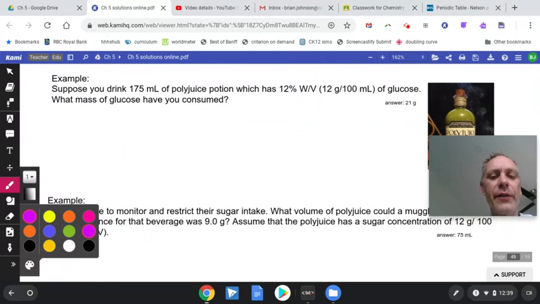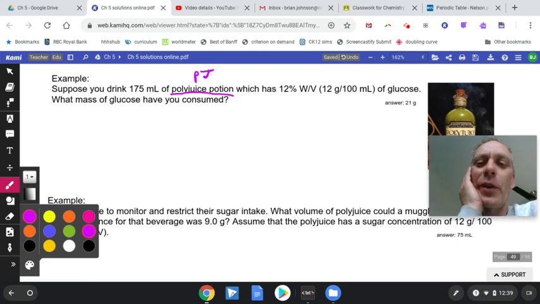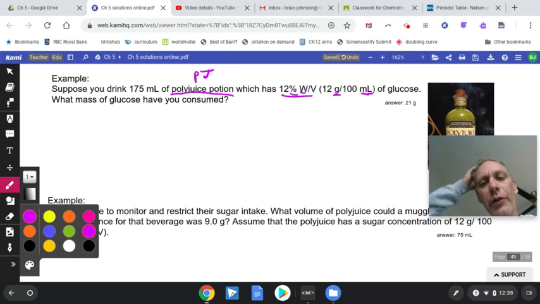Suppose you drink 175 milliliters of Polyjuice Potion, which I'll call PJ for short. What does Polyjuice Potion do? Why would you drink it? Think about that one. Ever wanted to be somebody famous? Here's your chance. Okay. So Polyjuice Potion is 12% weight by volume. So weight is grams, volume is mL, and it's a percent, so per 100 mL of glucose. So 12 grams per 100 mL of glucose.